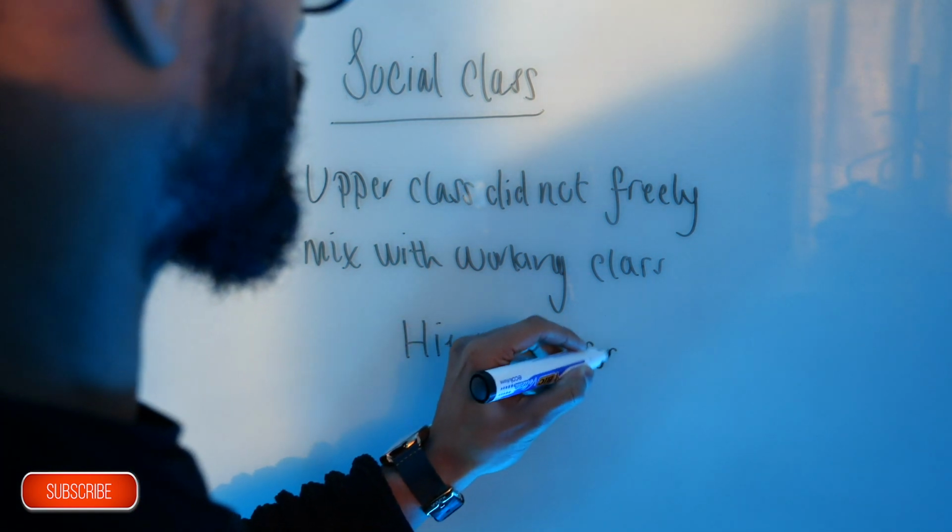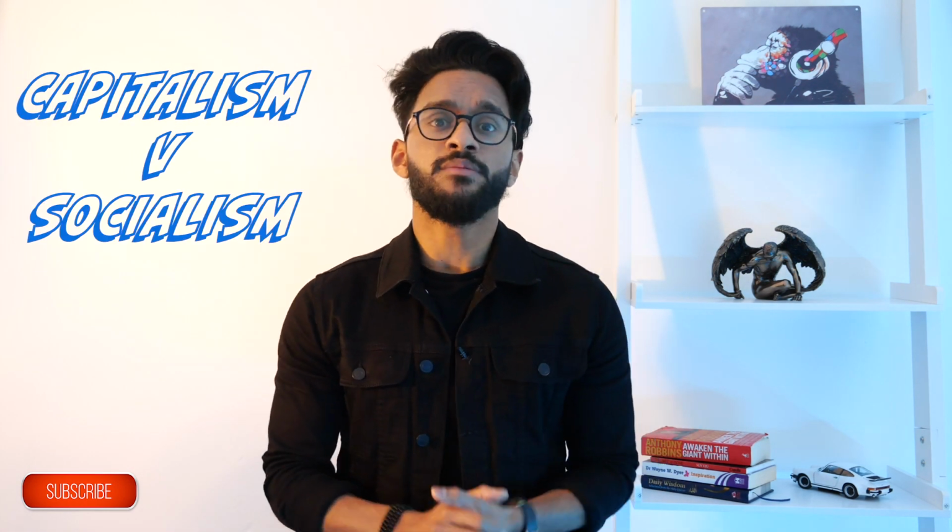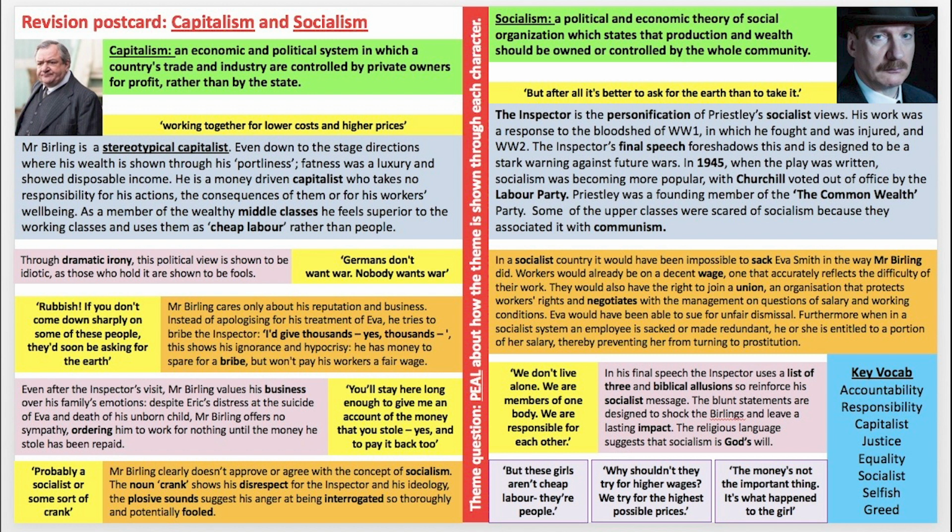Now, this next theme isn't actually too far placed from what we just went through of social class, but there is a slight difference and it is definitely worth exploring. So capitalism is an economic and political system in which a country's trade and industry are controlled by private owners for profit rather than by the state. Priestley portrays Mr. Birling as his archetype for capitalism. Even down to the stage directions where his wealth is shown through his portliness, he is a money-driven capitalist who takes no responsibility for his actions, the consequences of them, or for his workers' well-being.